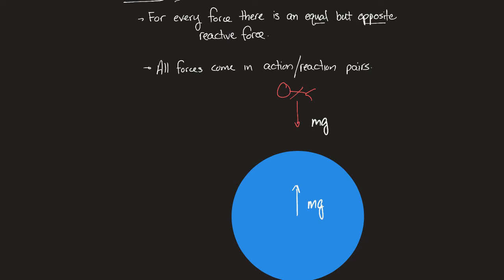Now, there are important distinctions about these two forces. First, these two forces don't cancel out. They are internal to the Earth-person system, meaning they create a system between the Earth and the person. And therefore, these are an internal set of forces on the system.